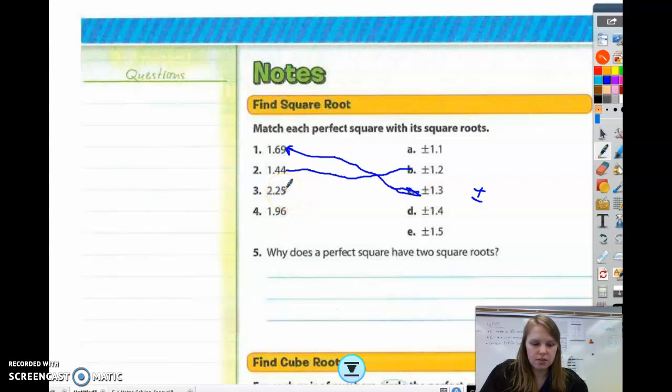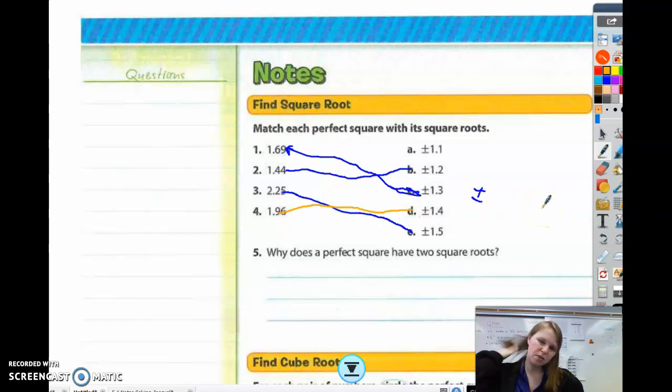And when I do this, I got 1.5 for the next one, and then 1.96 would have to be this one here. Sorry, that's kind of hard to see. I should use different colors, shouldn't I? There we go. Alright. So this says, why does a perfect square have two roots? Why does it have two answer options?